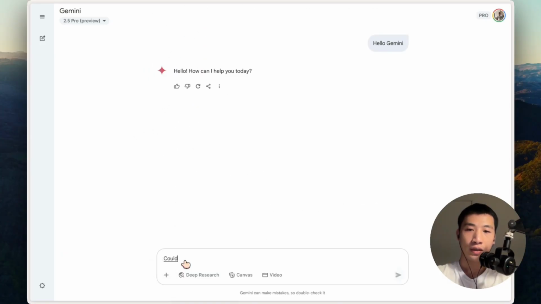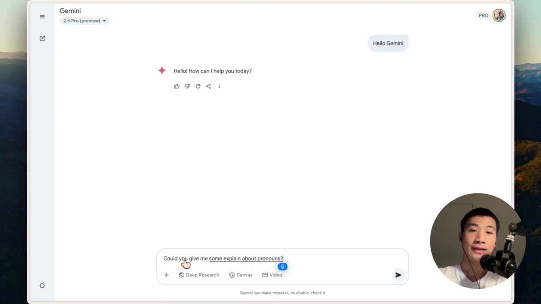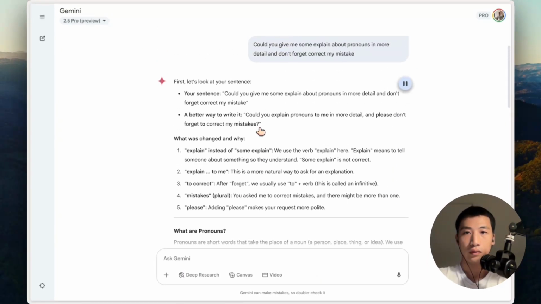Could you give me some explain about pronouns in more detail? And don't forget correct my mistake. First, let's look at your sentence. Your sentence: Could you give me some explain about pronouns in more detail and don't forget correct my mistake?